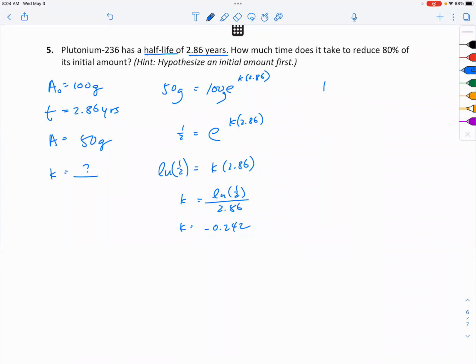All right, so we got a K value. And so now we have an equation here once again. So 100 grams e to the negative 0.242 times t. We want to find out time. So how much time it takes to reduce 80% of its initial amount. So I'm going to put down 80 right here. And can you tell me what is wrong?